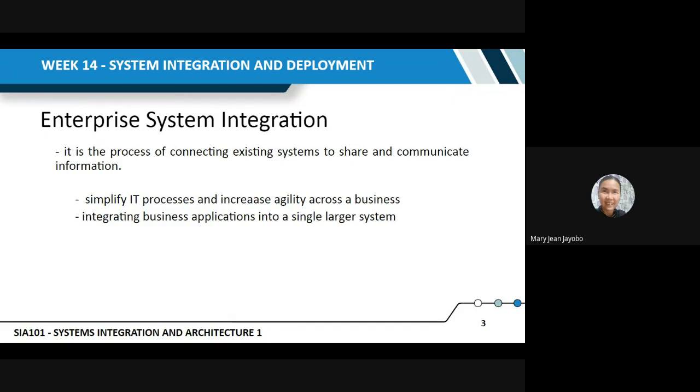So that's the beauty of enterprise system integration. So as a network architecture installer or developer, di ba? You need to simplify the IT process so that those who will be using the system will not have a hard time. It should be user friendly. So that's the term, no? Hindi sila mahirapan na gamitin yung system because it's easy, it's simple, and it's agile.